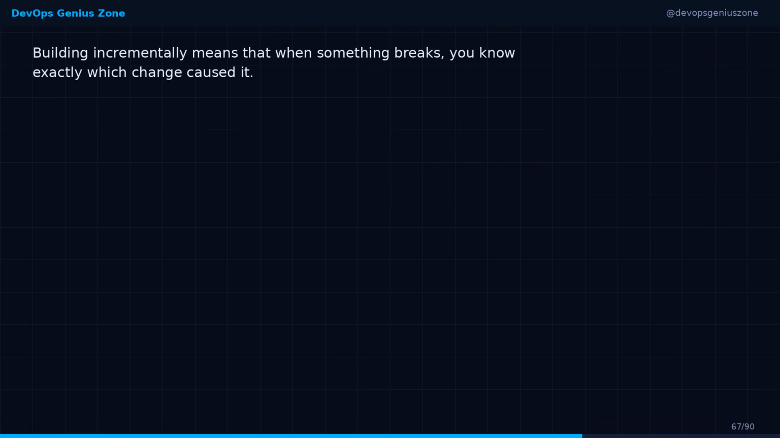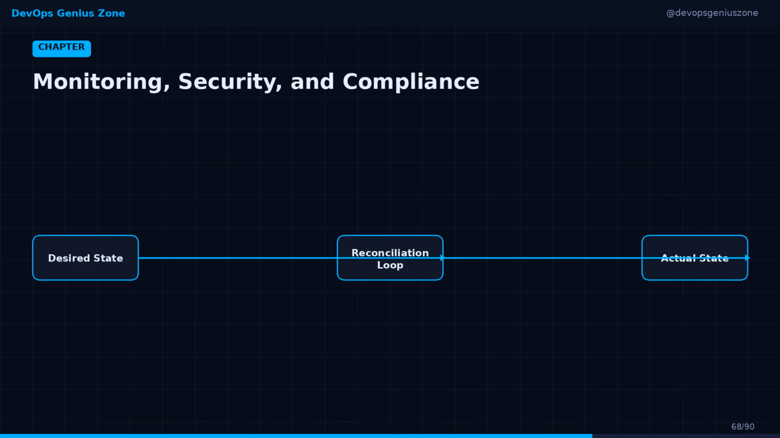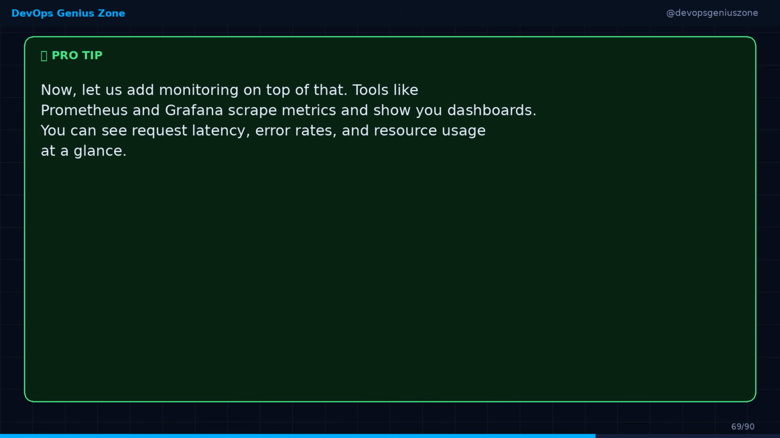Now, let us add monitoring on top of that. Tools like Prometheus and Grafana scrape metrics and show you dashboards. You can see request latency, error rates, and resource usage at a glance. Set alerts so you know immediately when something goes wrong, and with a well-implemented Kubernetes Operator Pattern setup, the system often heals itself before you even wake up.